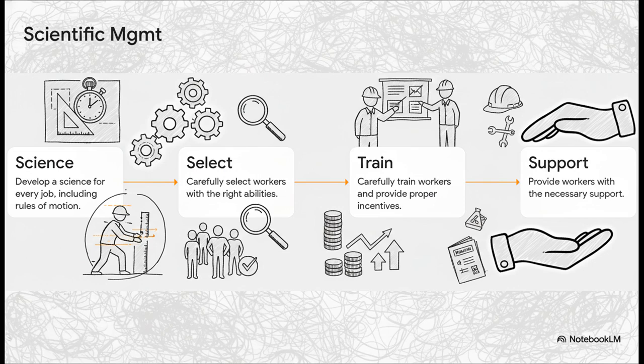Driven by that classical assumption of the rational, coin-operated worker, we get Frederick Taylor's scientific management. Taylor's goal was to perfectly standardize human motion. Picture this. He would literally stand on factory floors with a stopwatch, timing every single swing of a hammer just to squeeze out maximum efficiency. His rules were incredibly strict. First, develop a literal science for every single job, standardizing every motion. Second, carefully select workers who have exactly the right physical abilities for that specific task. Third, train them carefully and give them direct economic incentives. And fourth, provide the necessary support. It was all about relentless mechanical efficiency.